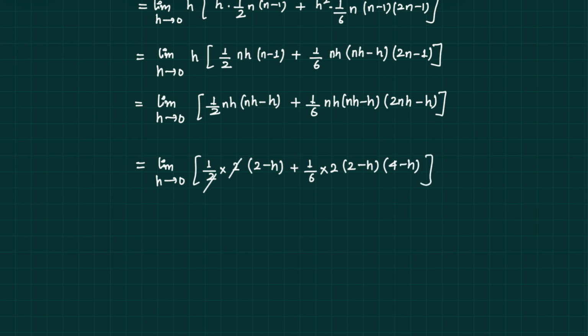So here 2 and 2 got cancelled, 2 times 3, and let us put the value of h as 0, then we will have 2 minus 0 in the first term, and in the second term we will have 1 by 3, 2 minus 0 into 4 minus 0. So it equals 2 plus 2 fours are 8 by 3, and hence the final answer will be 14 by 3.